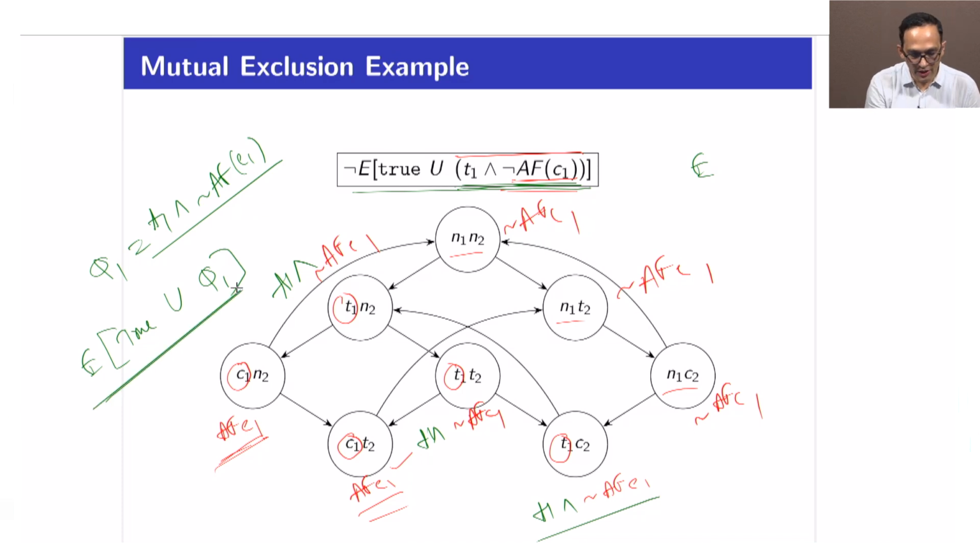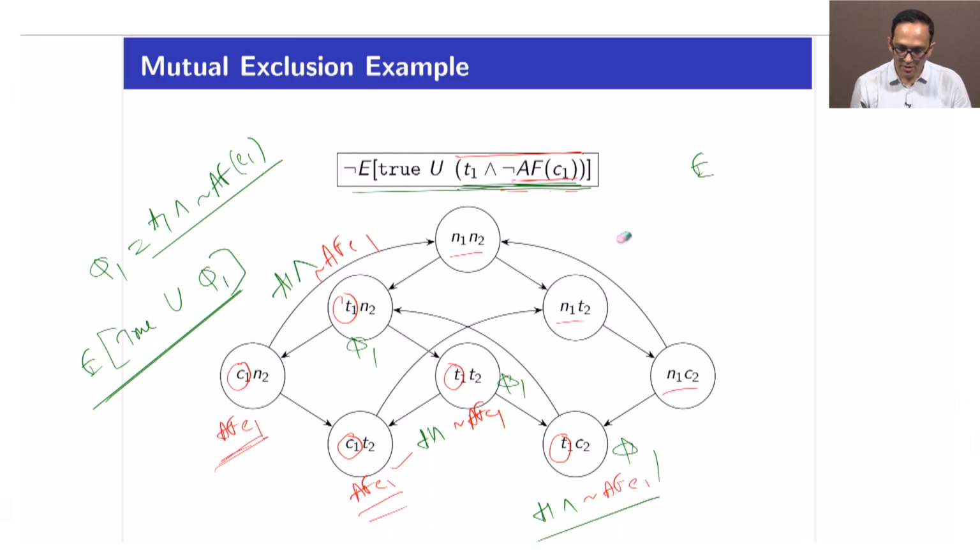So I know phi 1 holds here, phi 1 holds here and phi 1 holds here. The other marked things I will just remove now for cleanness, right. So these are the states where this holds. Now true holds in every state, right, true holds everywhere. So how do we check this? I have to identify the states where phi 1 holds, right. So in these states I will say this also holds.